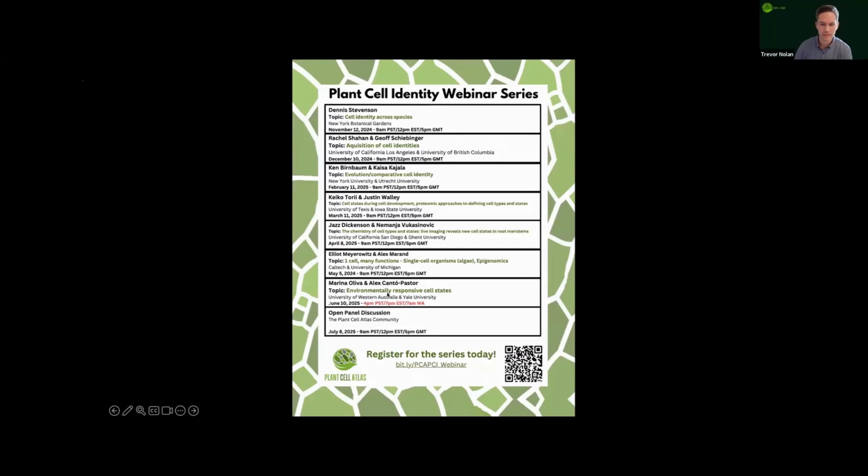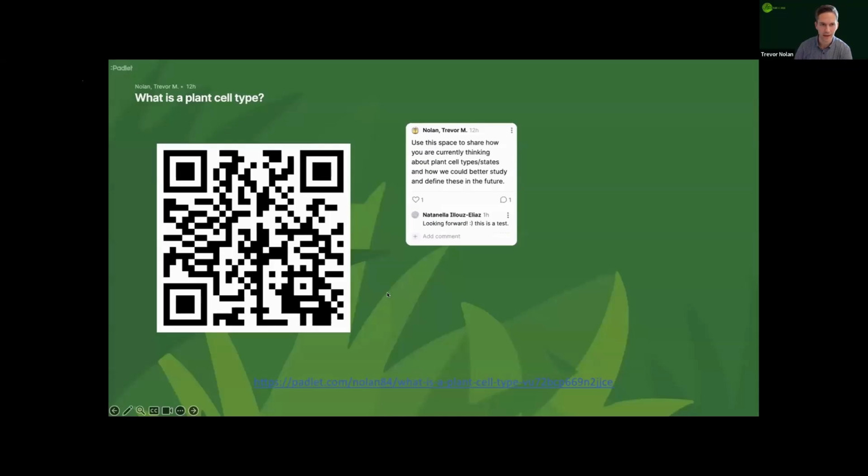So we want to open up this series by asking your thoughts on how are you currently thinking about plant cell types and cell states? How could we better define these in the future? So if you scan this QR code here, it will open up a Padlet where you can add your thoughts and ideas about this. And I'm also going to put the link to this in the chat right here.